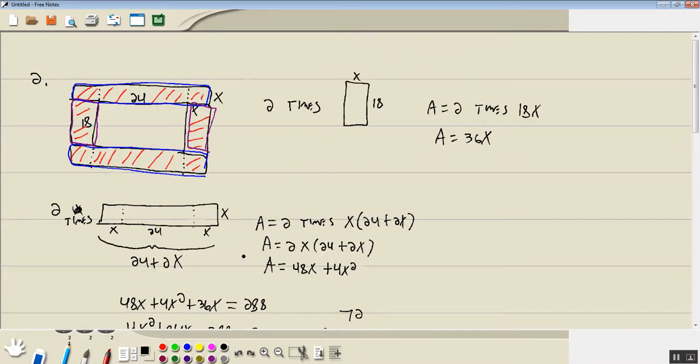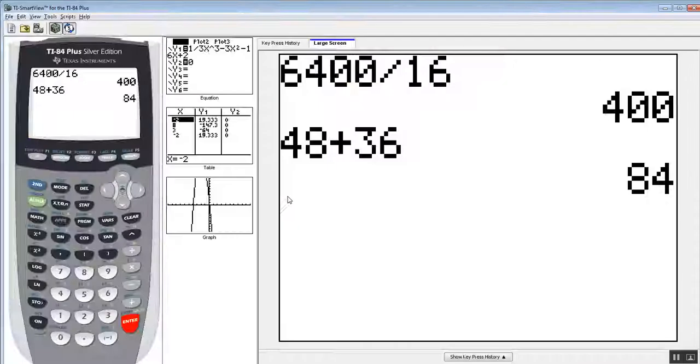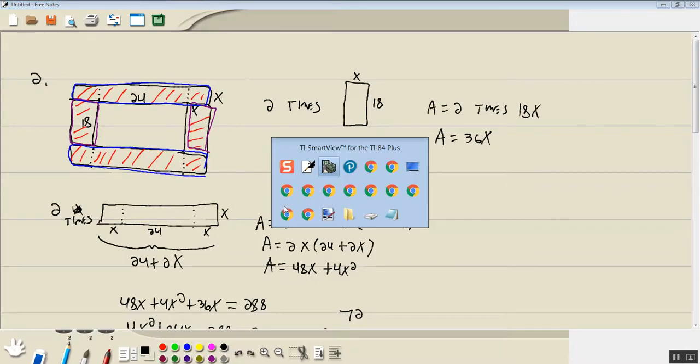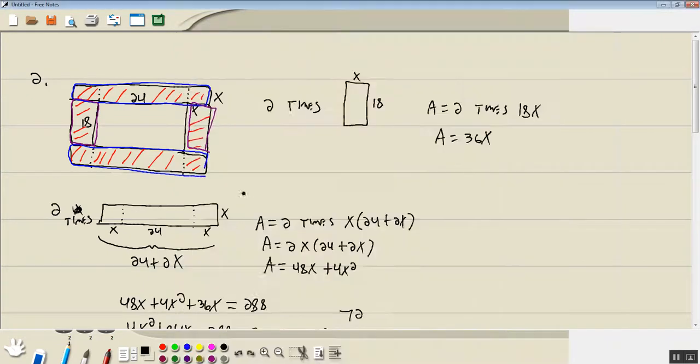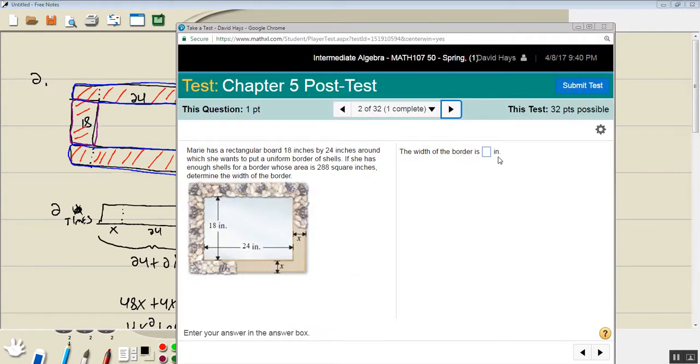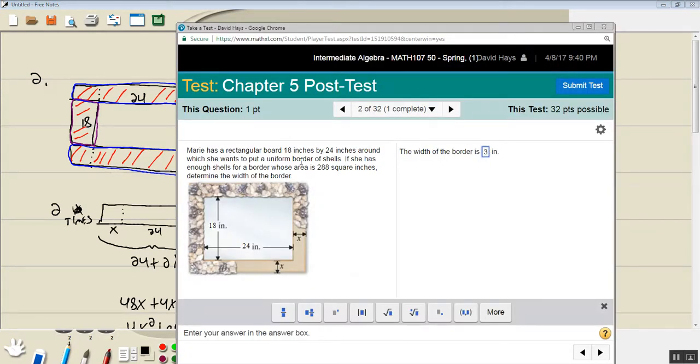Now what they're asking is, what is the width? Determine the width of the border. So they want to know this x here. So since we found x, then the answer would be 3. Is everything in inches? Inches, square inches, everything's in inches, so that's good.